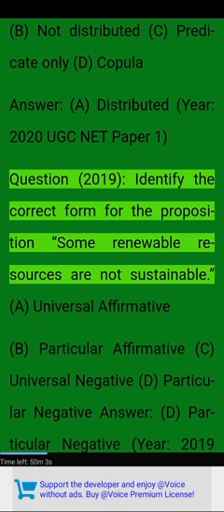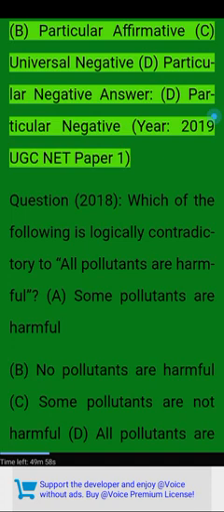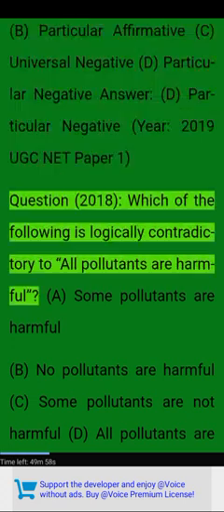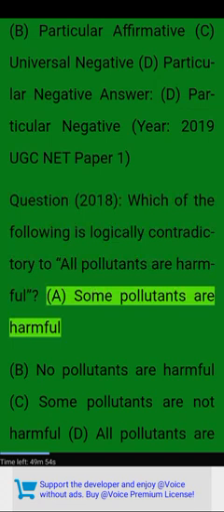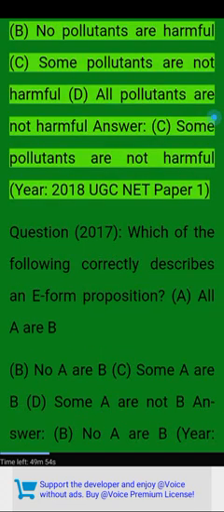Question 2019, identify the correct form for the proposition, some renewable resources are not sustainable. A. Universal affirmative. B. Particular affirmative. C. Universal negative. D. Particular negative. Answer. D. Particular negative. Year 2019 UGC Net Paper 1. Question 2018, which of the following is logically contradictory to, all pollutants are harmful? A. Some pollutants are harmful. B. No pollutants are harmful. C. Some pollutants are not harmful. D. All pollutants are not harmful. Answer. C. Some pollutants are not harmful. Year 2018 UGC Net Paper 1.